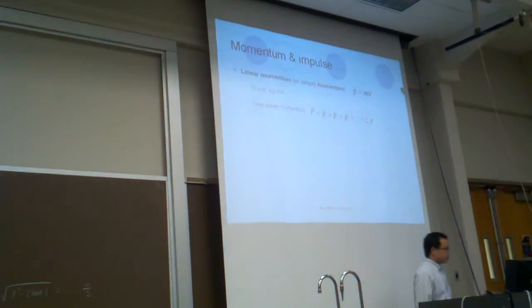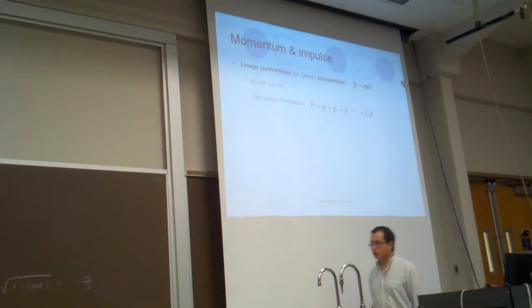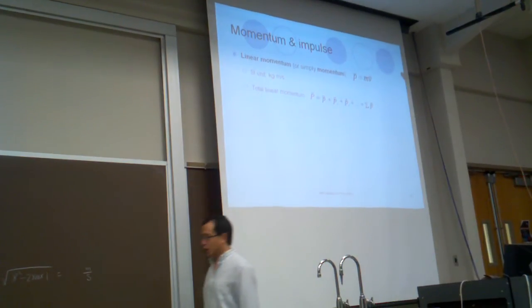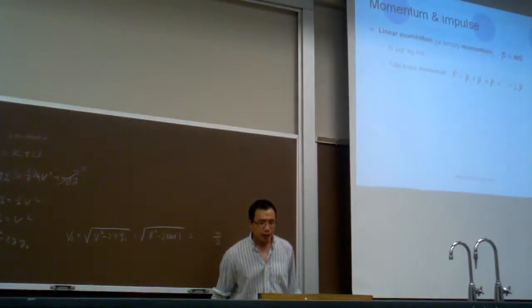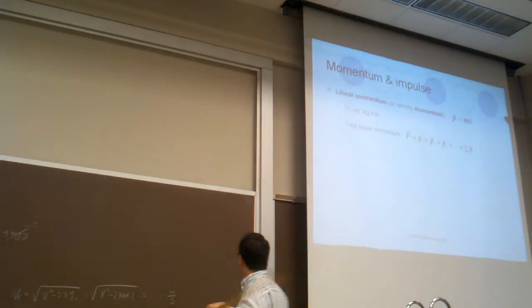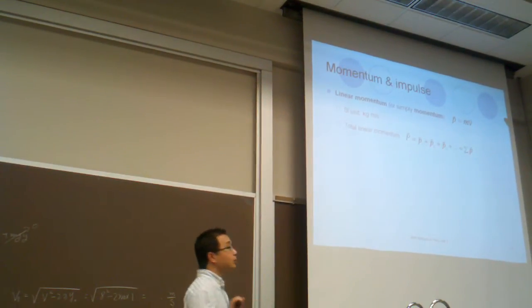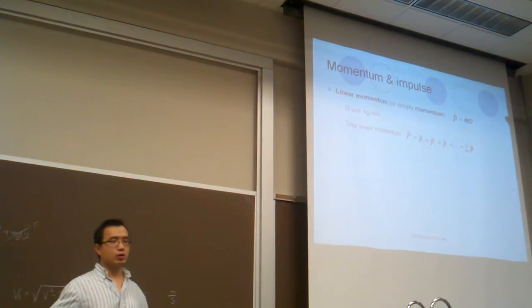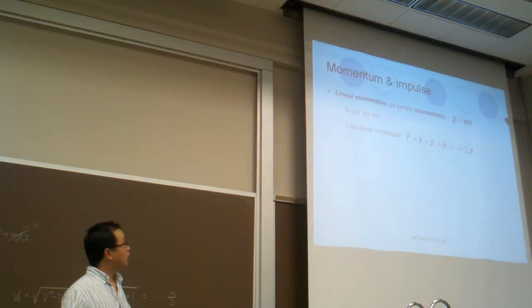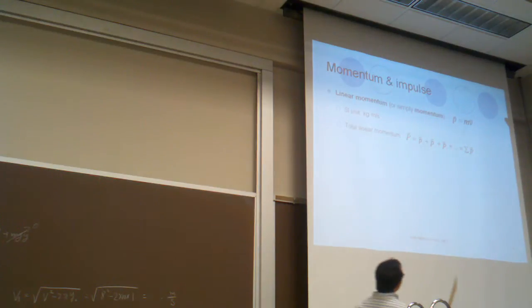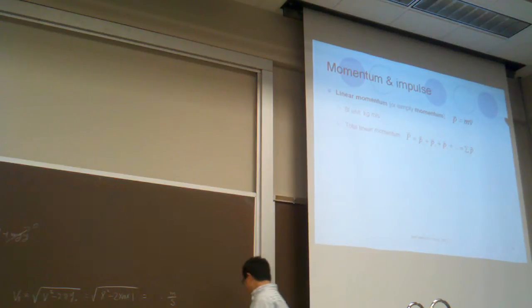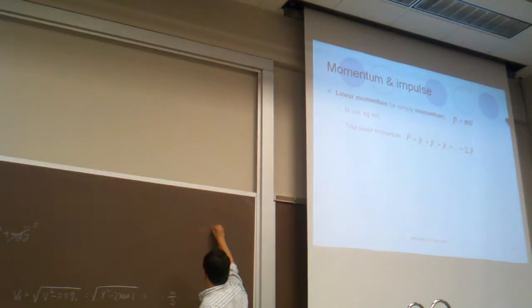What is the momentum? Precisely speaking, it should be called the linear momentum. In Physics 24 and 25, we are going to start with angular momentum. That's different. But if we can drop the "linear," so when we say momentum, you should understand we usually refer to the linear momentum. The definition of the linear momentum is quite straightforward. It's just the mass multiplied by the velocity.